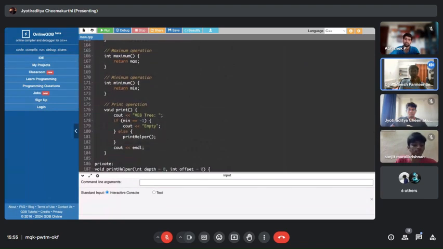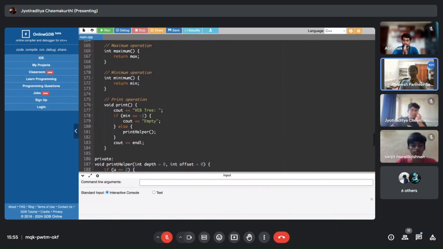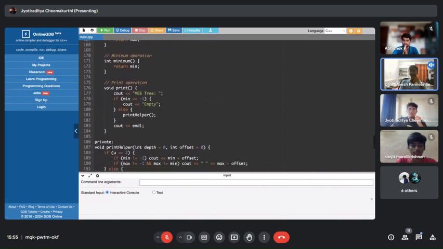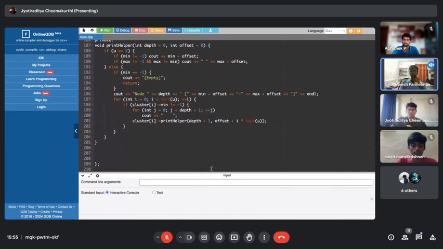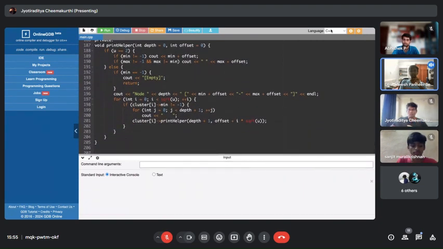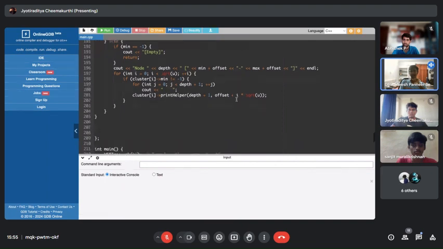The maximum and minimum basically just return the given maximum and minimum value which we've been updating throughout the operation of the tree. And the printing just prints out the different nodes in a given tree. So now I think you can move on to running the code and showing you the final output.